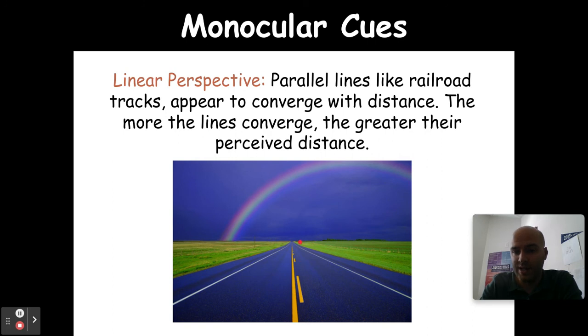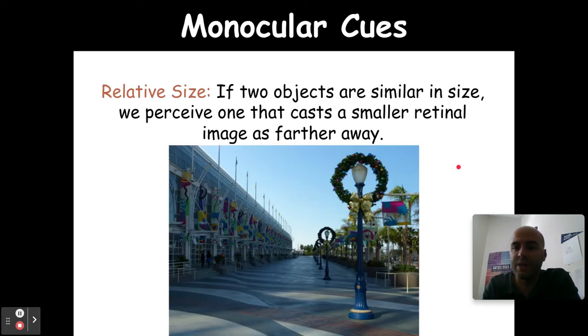So we know way down here where it looks like the lines are super close together, we know that's really far down and has a lot of depth, right? We only need one eye to see linear perspective. Artists can use this to create 2D images that have depth in them. That's a linear perspective. Another monocular cue is relative size.